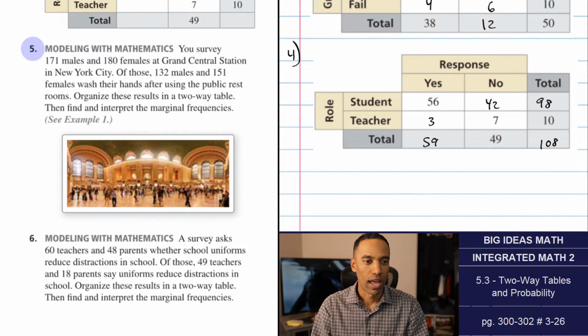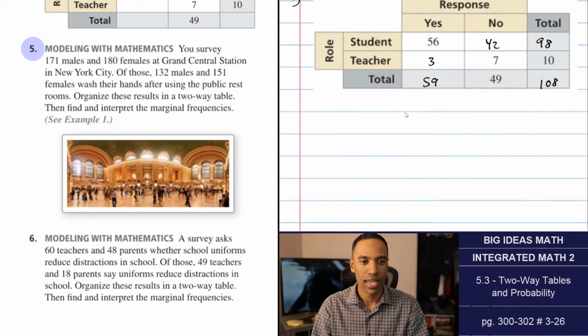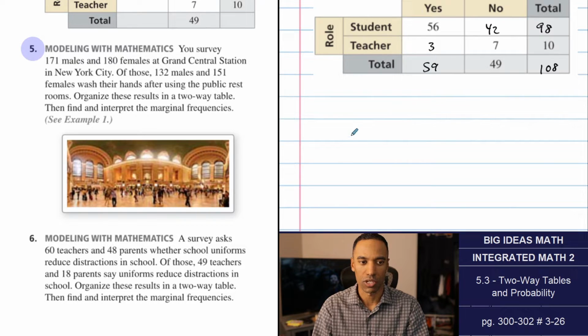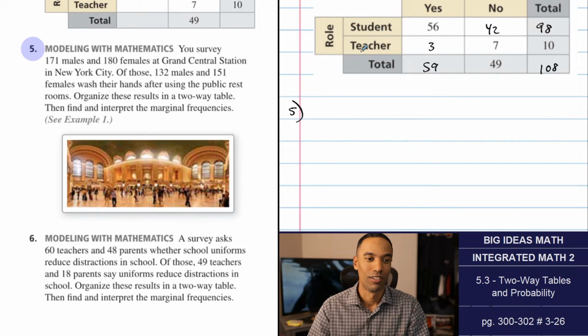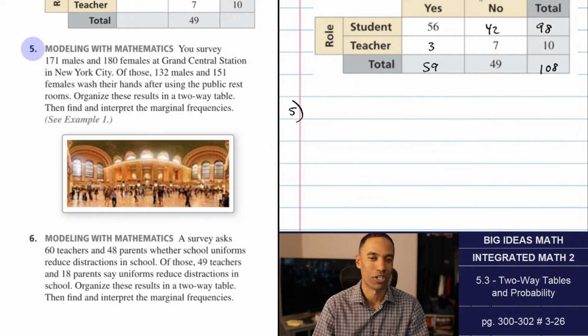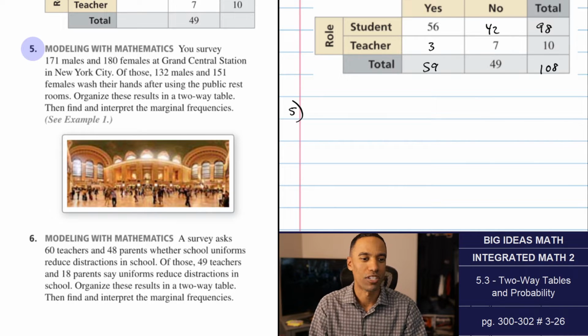You survey 171 males and 180 females at the Grand Central Station in New York City. Of those, 132 males and 151 females wash their hands after using the public restrooms.